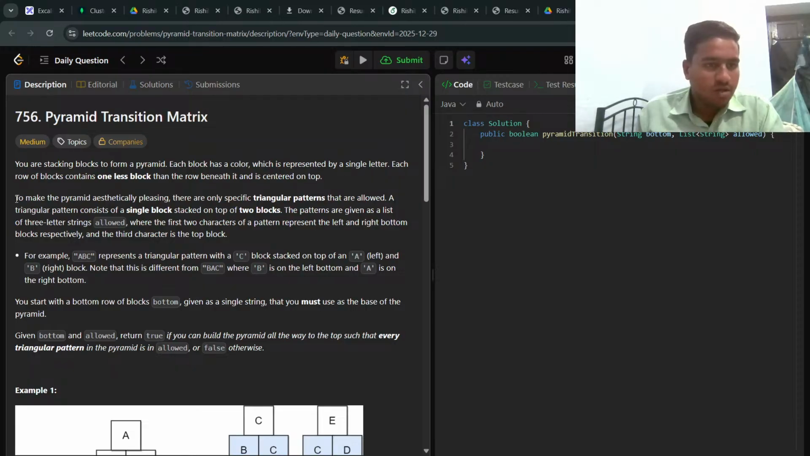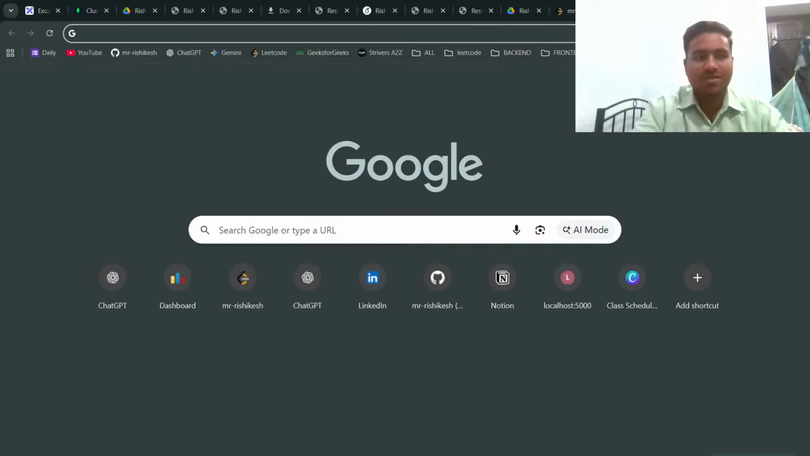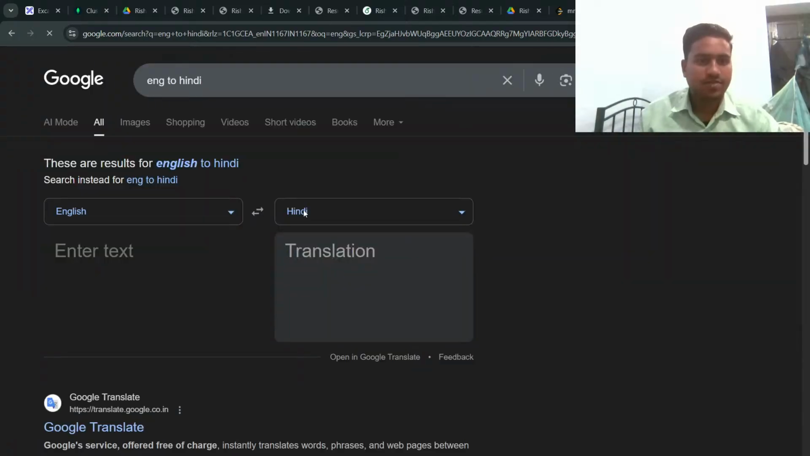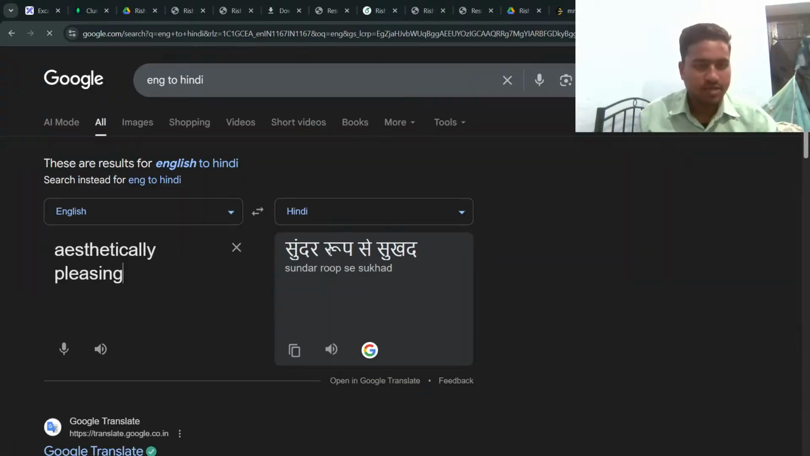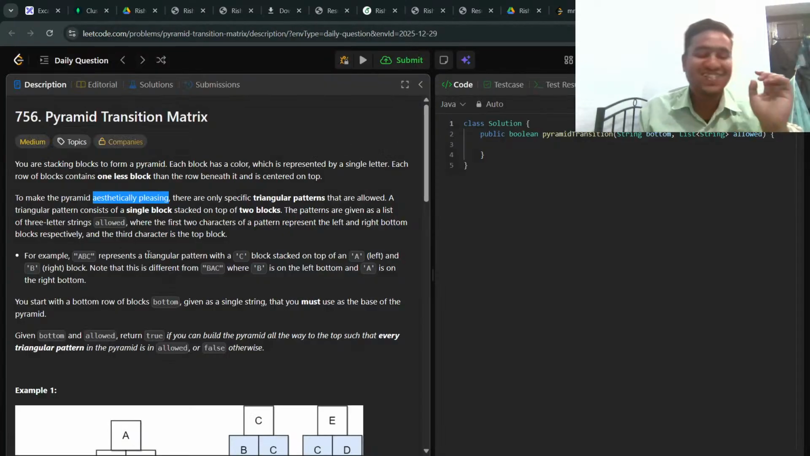To make the pyramid aesthetically pleasing. Let's go to the translator and see what this means exactly. My English is quite weak, so I am using it. Aesthetically pleasing means looking good, not a crooked type.